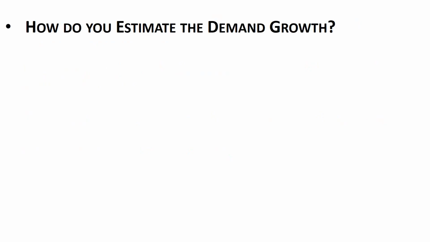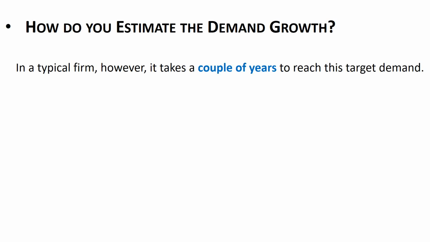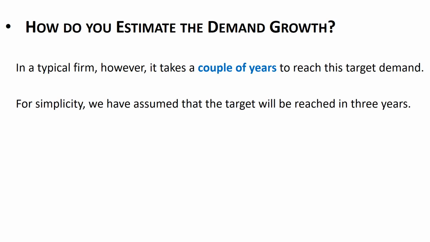How do you estimate the demand growth? So this is another principle. The demand does grow, right? The typical firm takes a couple of years to reach this target demand. Like in our case, the 20,000 t-shirts, we're not going to sell it in the very first year. We are new, even though we do initial promotion, demand picks up every year, then it reaches the target demand. For simplicity, we have assumed that the target will be reached in 3 years, and we are asking all of you to assume that it will reach in 3 years, so we can focus on the first principles and not try to major in the minors.